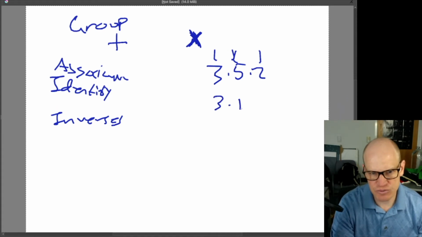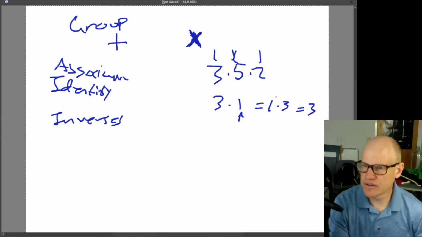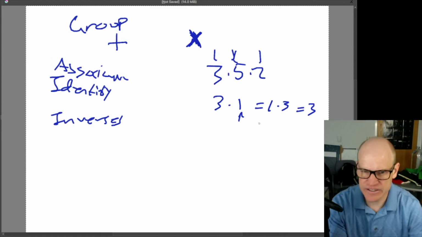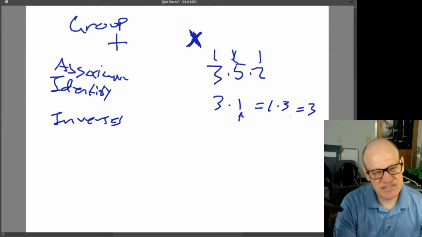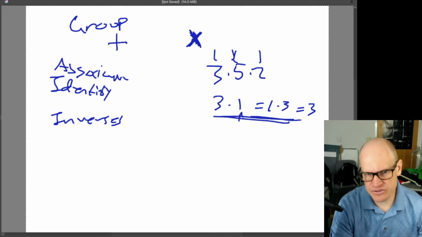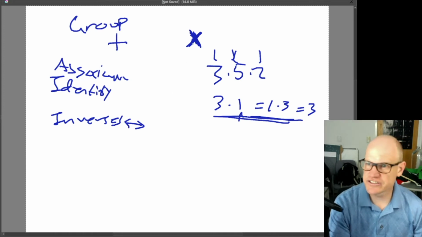We do have an identity. So 3 times 1 is going to give us 3. And another way of doing this is 3 times 1 is 1 times 3. These have to be the same. That's one property of the identity, that you have to be able to do it on either side. Is that actually true? I think it is true. We'll go with it. For multiplication, it's certainly true. But in the integers, there are no inverses. And so multiplication does not form a group.